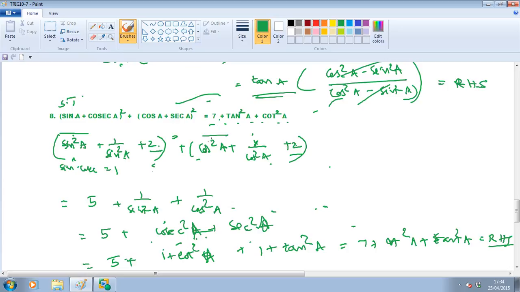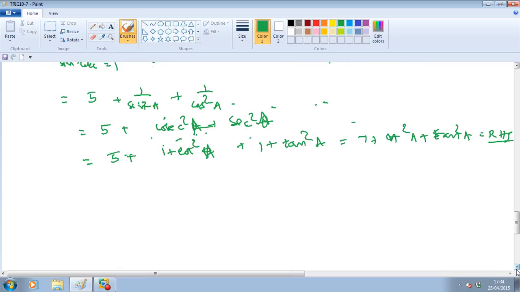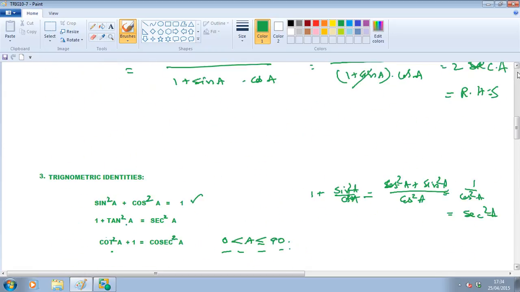If you are able to do this problem, we will remember all the trigonometric ratios. These identities we have to remember so that we can apply them wherever required. All the identities are simple. We have to apply the identities and try to get the result. These formulas we'll be using for different sets of problems. Thank you.